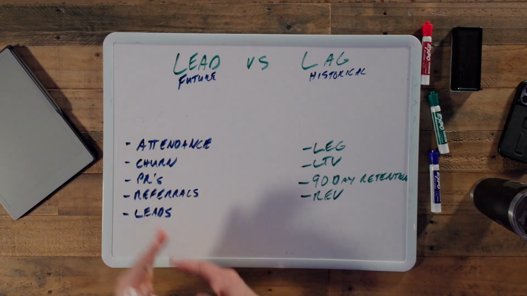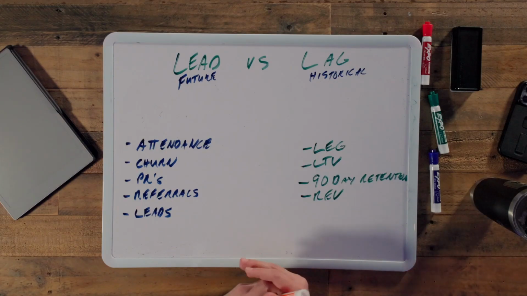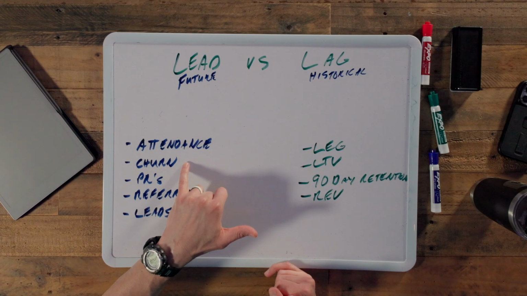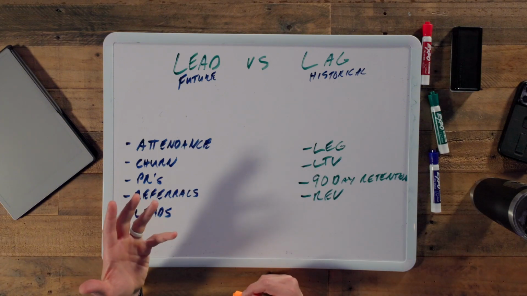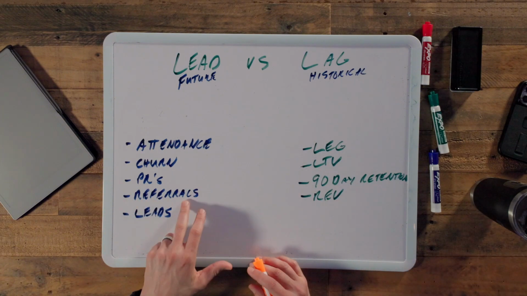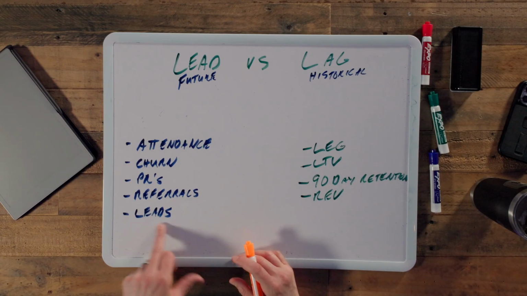Now, if I switch and talk about lead metrics, I can look at things like attendance, because I know attendance is a good predictor of retention. I can look at churn rate. I can look at PRs. Why is PR a lead metric? If people are not getting results, they're probably not going to stay. I can look at referrals. This is also a good indicator of rate of growth. And then I can look at lead flow.